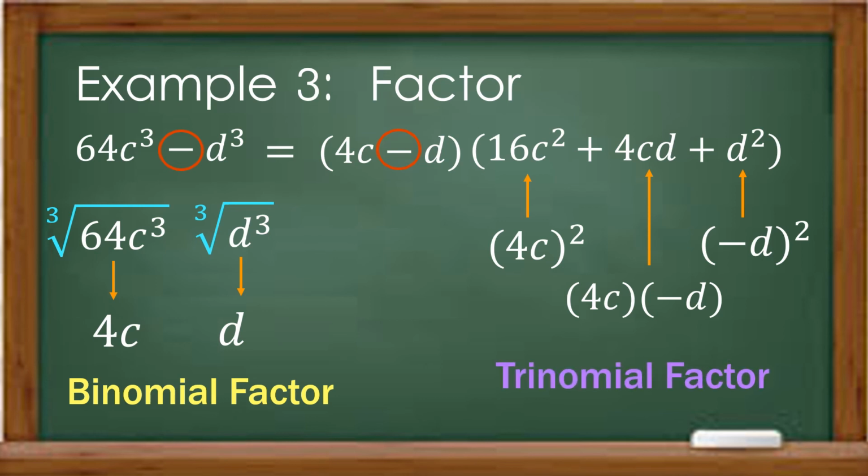So the factors of 64c cubed minus d cubed are 4c minus d times the quantity 16c squared plus 4cd plus d squared.